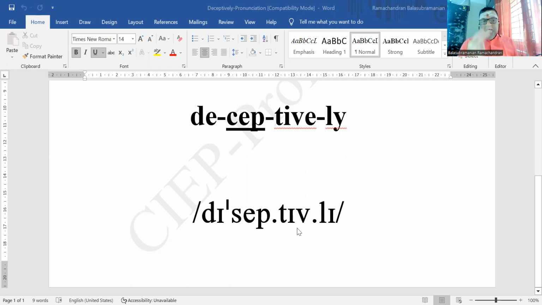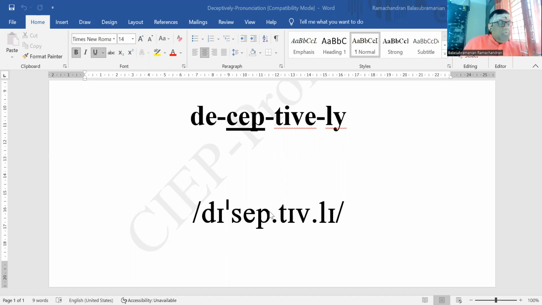So let me repeat. If there are 2 CVC syllables in a word, the first CVC syllable from the left-hand side of the word will attract the stress. If it is adjacent, near each other, right? That is adjacent to each other. So TIV will not get it.